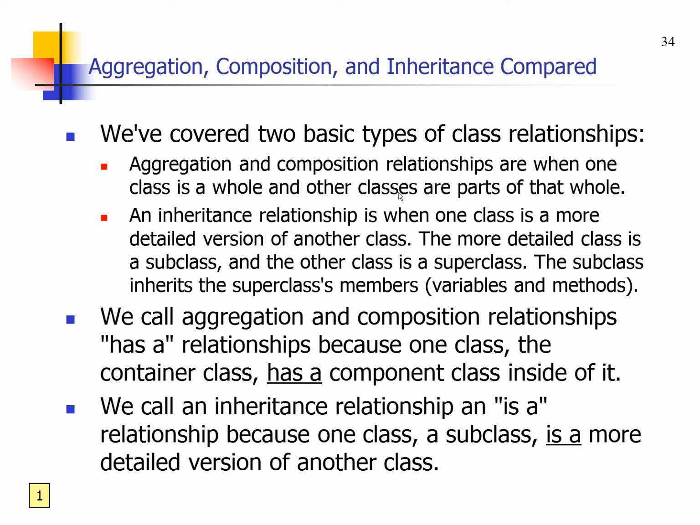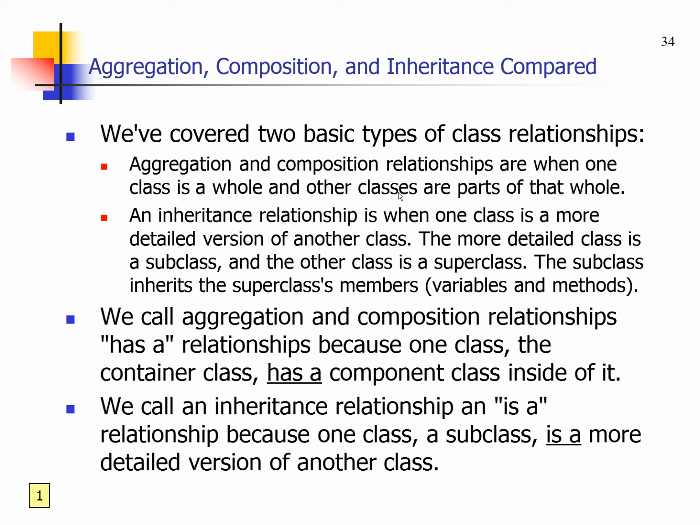Okay, let's talk about the comparison. It says aggregation and composition relationships are when one class is a whole and other classes are part of the whole. Inheritance is when one class is a more detailed version of another class. Like the person had more detailed information, well, employees built upon person and so on and so forth. The more detailed class is the subclass and the other is the superclass.